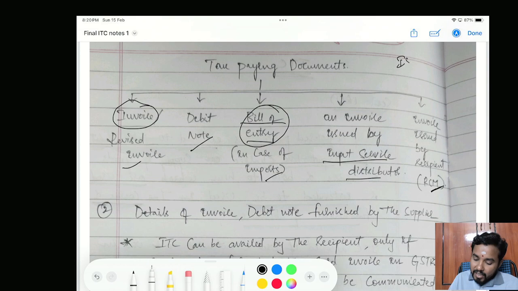ISD, whenever it is distributing ITC to the branches, it will issue an invoice. That we'll call it as ISD invoice. That ISD invoice is also a tax paying document. That also you can use as a tax paying document to avail ITC. And the other one was self invoice. Okay, so these are the 5 tax paying documents which were given.